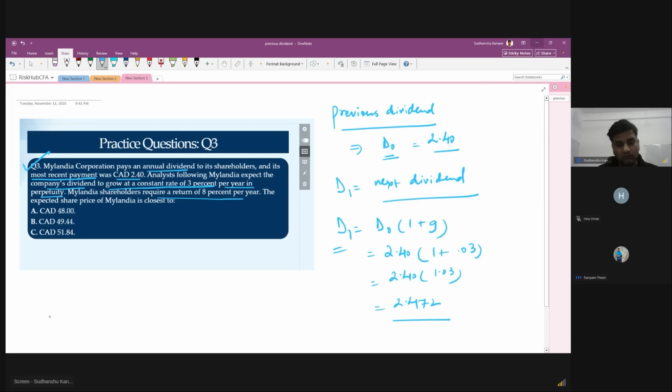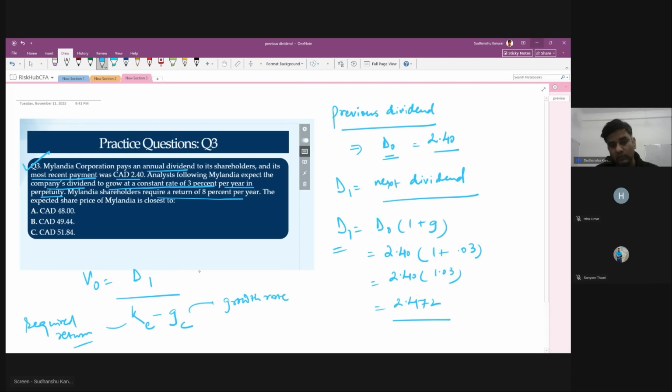If you remember, the formula was V naught equals D1 divided by (KE minus g). KE was the required return, and g was the growth rate. So D1 is 2.472, divided by KE, which is 8%, 0.08, minus g, which is 3%, 0.03.